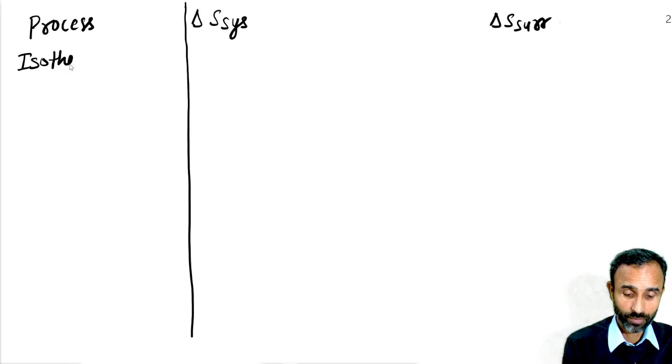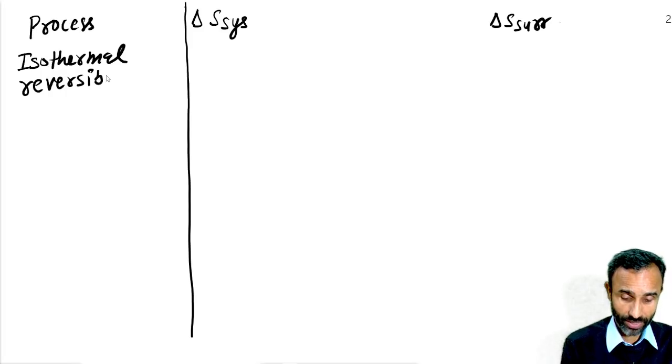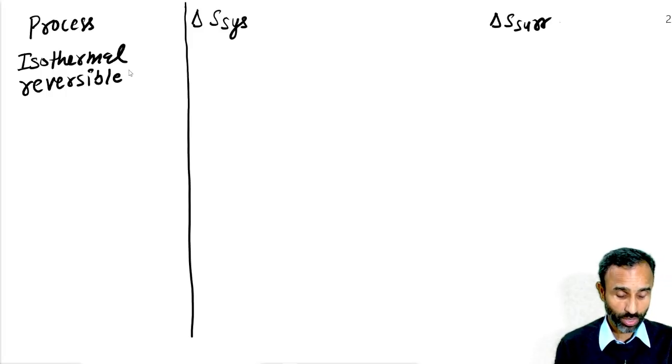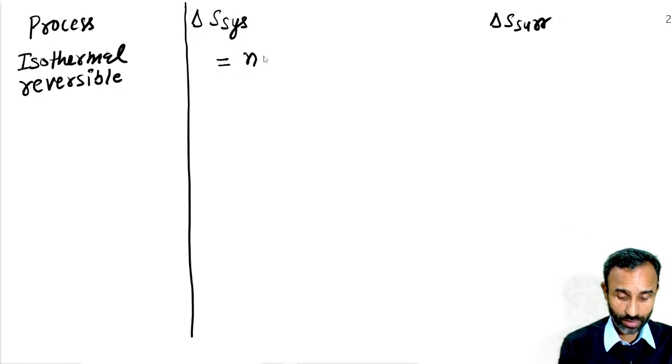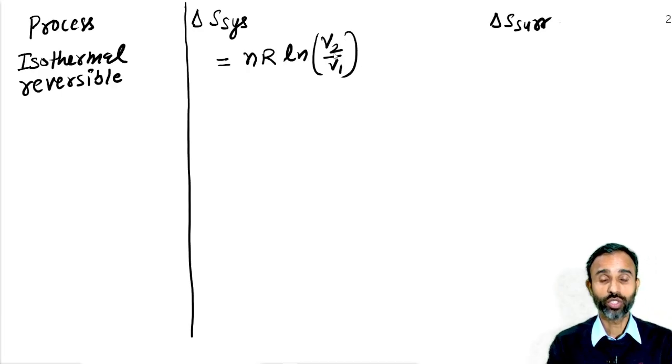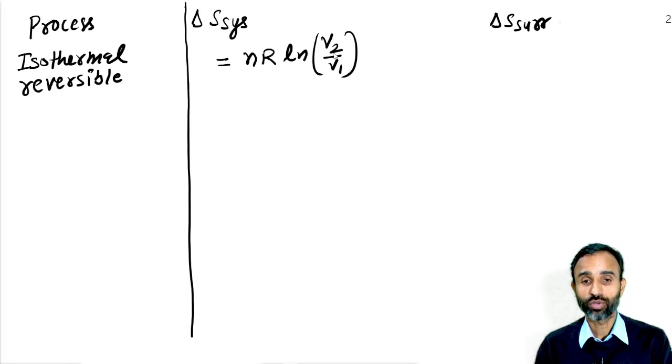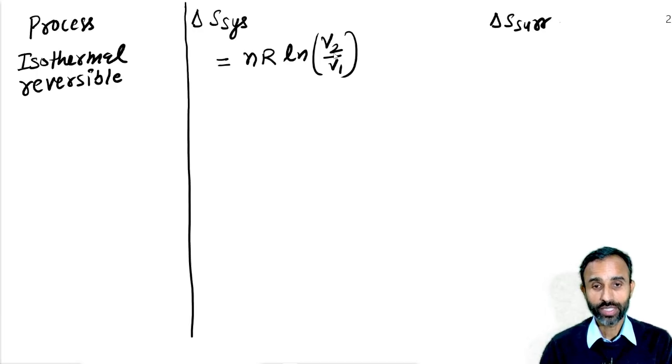isothermal reversible, that is given in NCERT. Isothermal reversible, what is the value of delta S? It is nR natural log of V2 by V1, because Q, you know, is nRT natural log of V2 by V1. So delta S is Q over T.